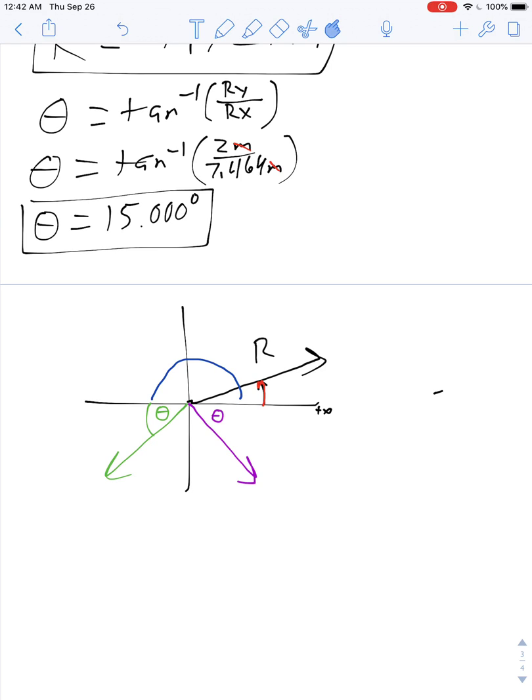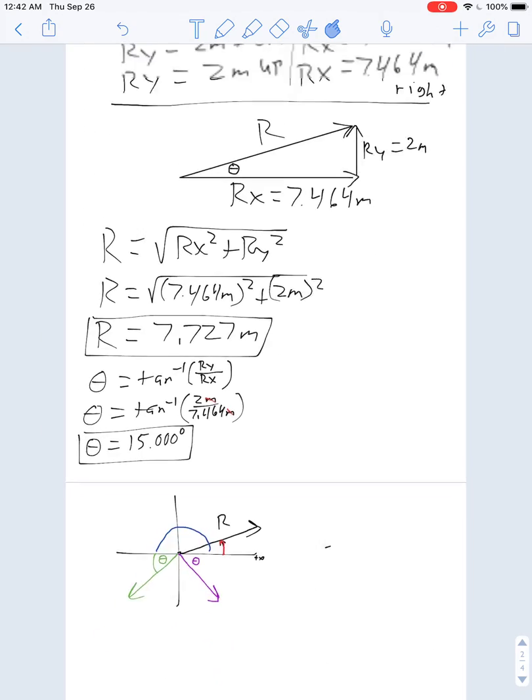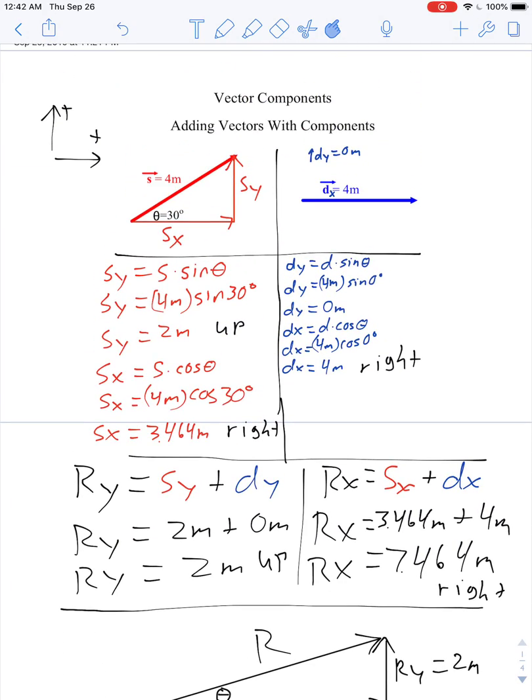If you have any questions, see your instructor. This is how we add vectors with the component method.